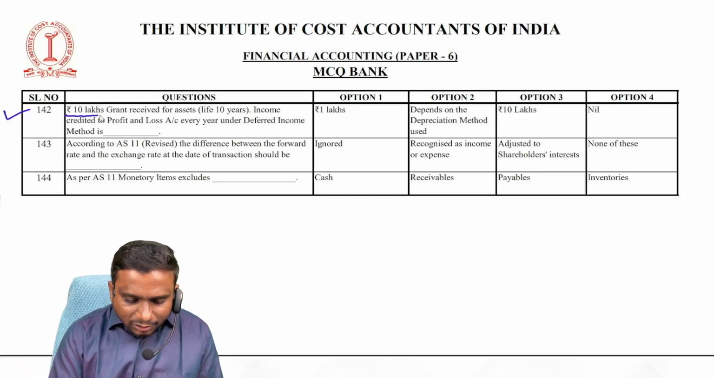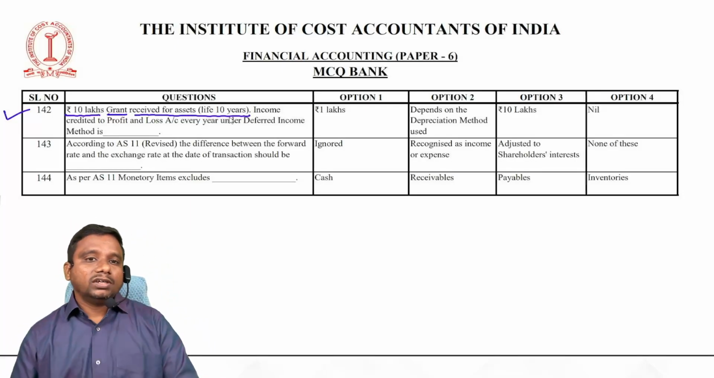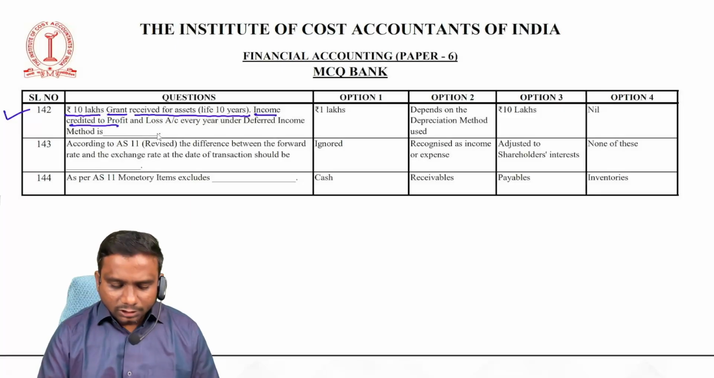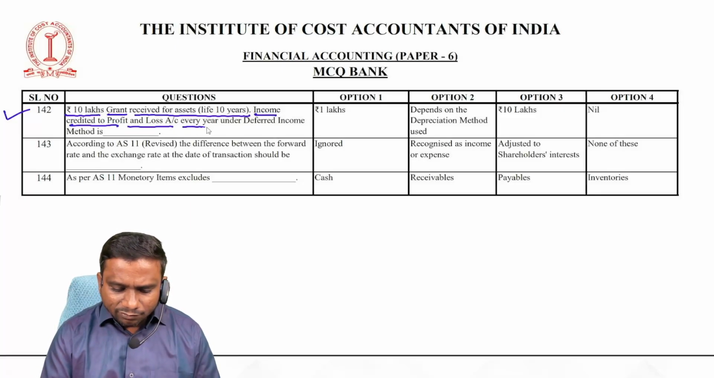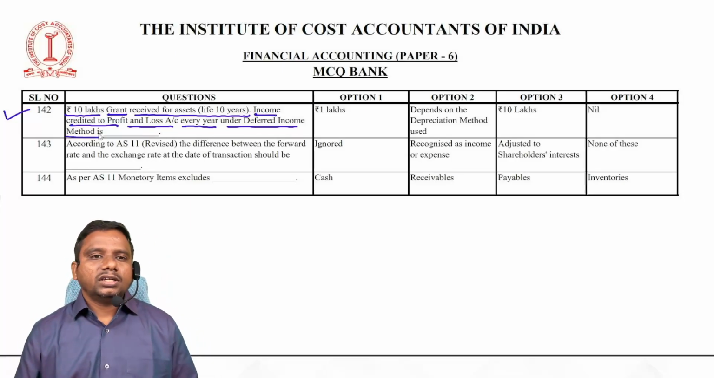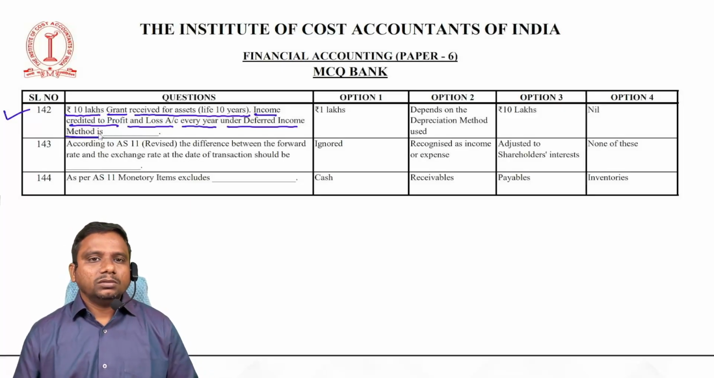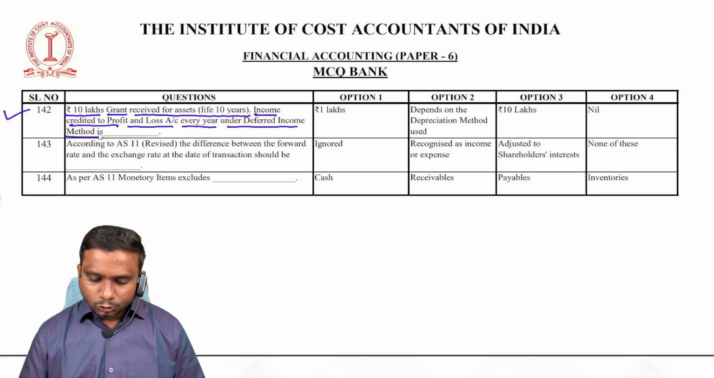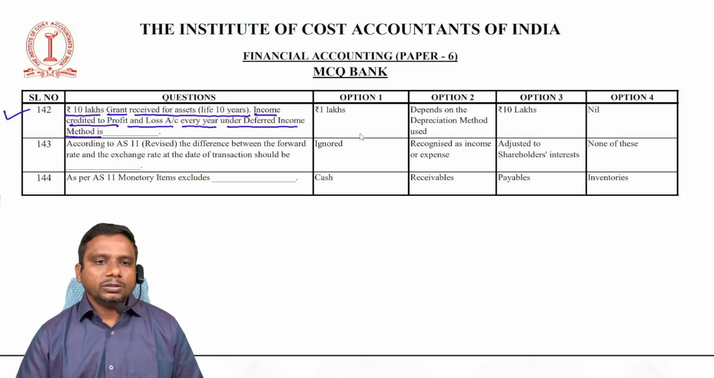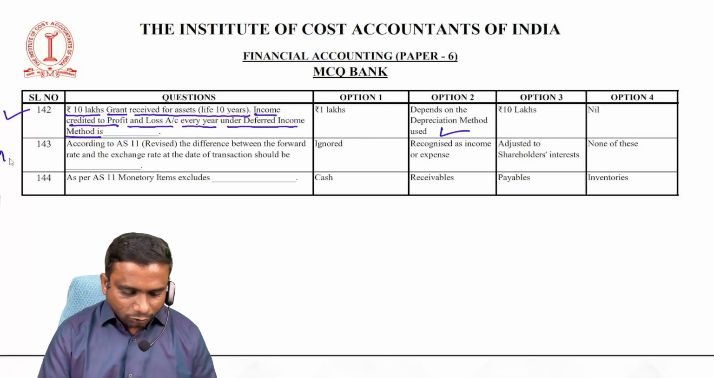142. 10 lakhs grant received for assets. Life is 10 years. How much income is credited to the profit and loss account every year under the deferred income method? It depends on the method of depreciation which you choose. So not 1 lakh, students, not 10 lakh divided by 10. Don't calculate it; it depends on the method of depreciation. Option 2 is correct.